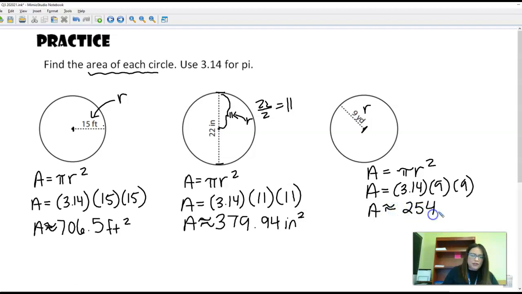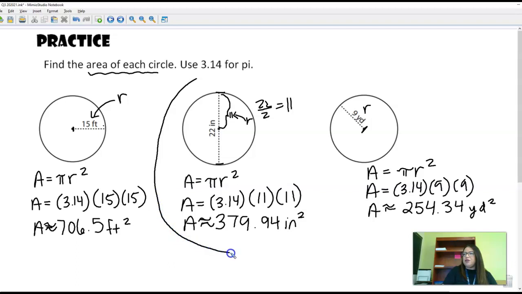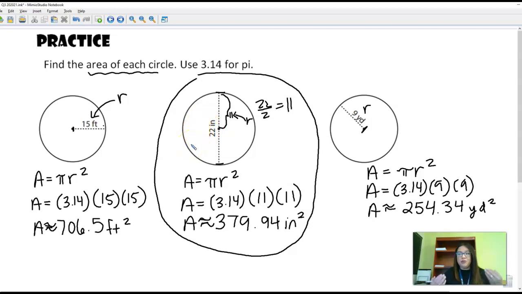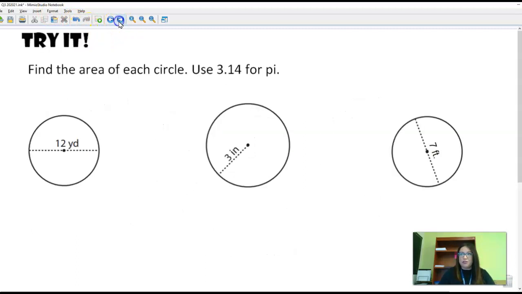Now, I always have to say it's an approximation because I'm using an approximation of pi. So my answer is always going to be only just an approximation. All right, so the main difference here is that this is the only one in which we had to go ahead and chop it in half. Why did we have to chop it in half? Because they gave us the diameter and I need to know the radius, okay? So be careful when you're doing those kinds of problems. Make sure you're keeping an eye out for what information they're giving you.